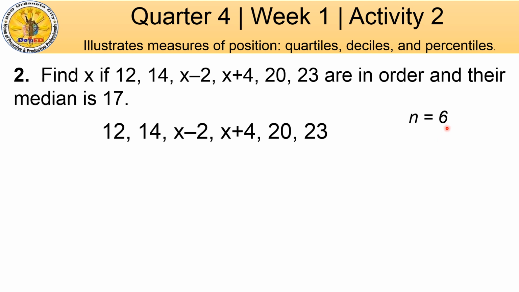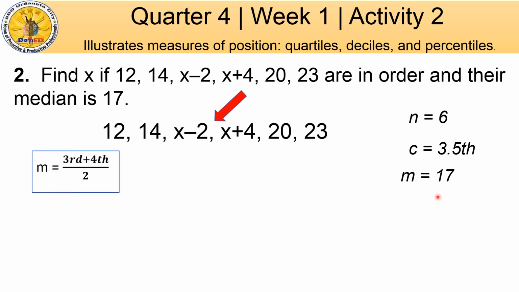Locate the center by using the formula n plus 1 divided by 2. So 6 plus 1 is equal to 7 divided by 2, and your center is located at the 3.5th position, or that is between the third and the fourth data. Knowing that your median is 17, we can use the formula for median, that is equal to the third data plus the fourth data divided by 2, since median is located in this position.